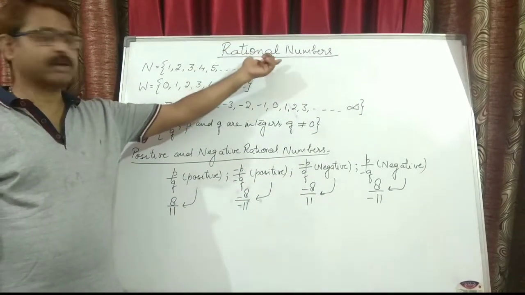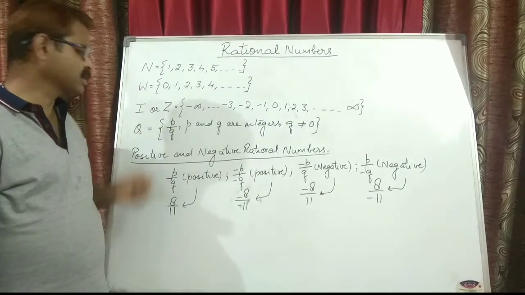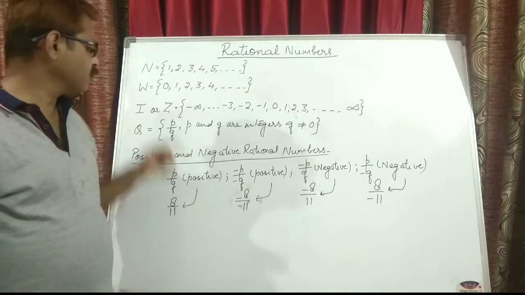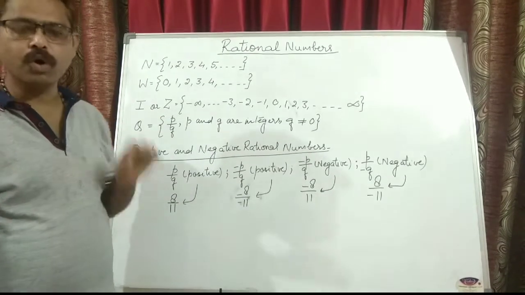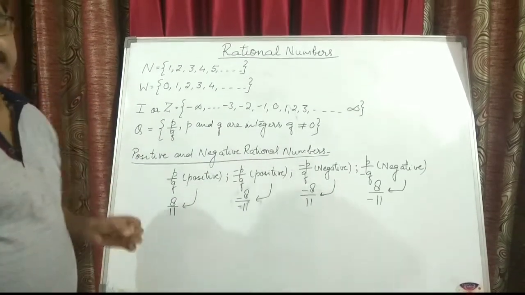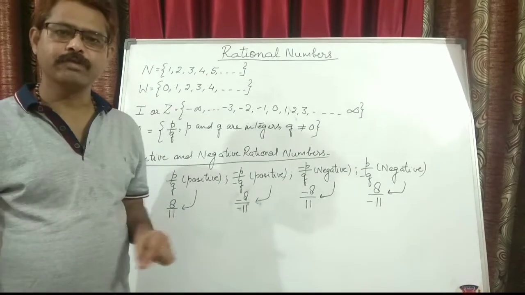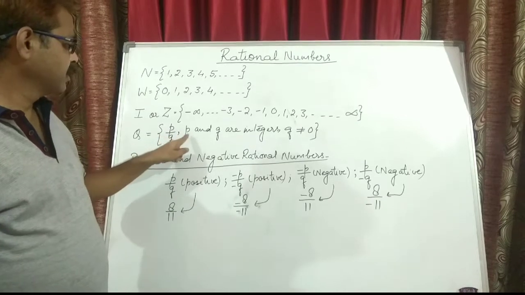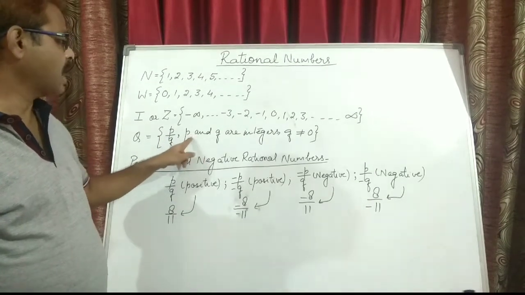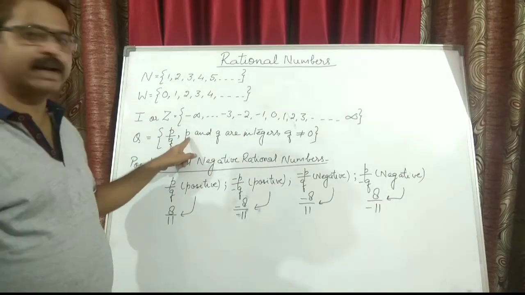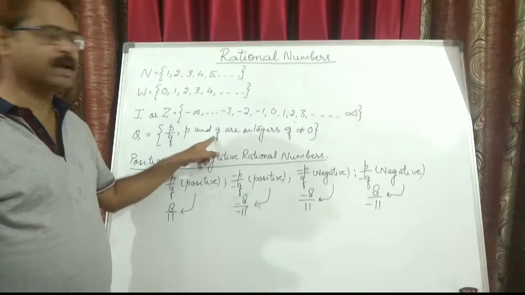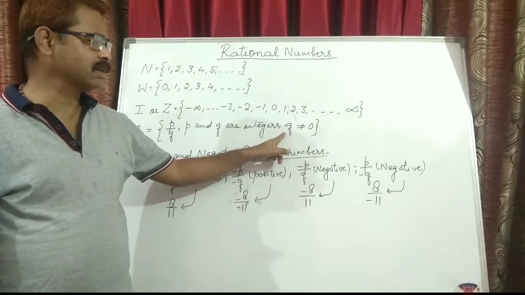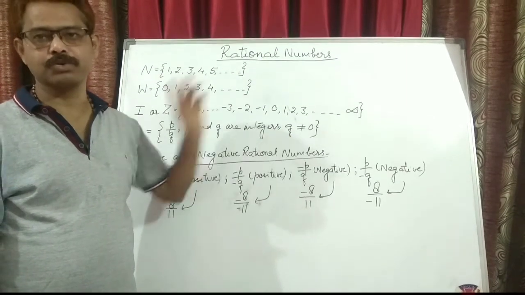Then our main topic is rational numbers. So what are rational numbers? Any number which is written in the form of P upon Q, or to make it easy, any number which is written in the form of numerator upon denominator, where P and Q are integers. Means P can be negative or positive, any number, Q can be negative or positive, any number, but the condition is that Q will not be equal to 0.